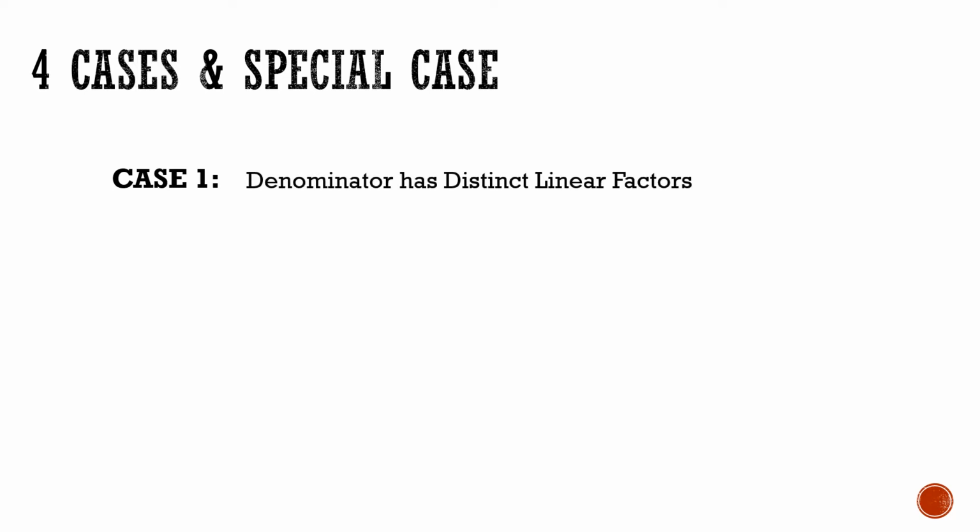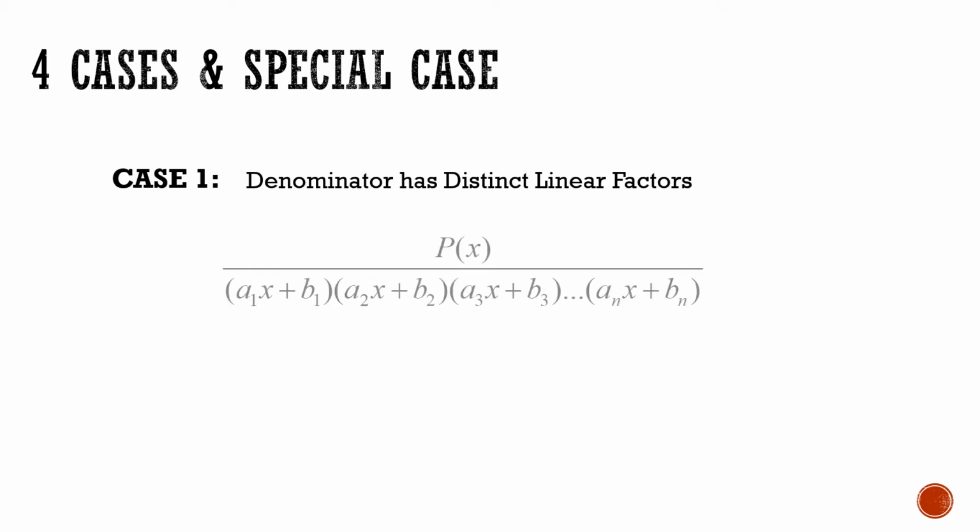So let's get started with the first case. So the first case says this: the denominator has distinct linear factors. Now the word distinct means they're different. So it looks something like this. We have a polynomial in my numerator, and we have these distinct linear factors in my denominator. So for example, 2x plus 1, or x minus 3, or 2x minus 7, whatever the case may be. So as long as we have distinct linear factors in my denominator, we fall under case 1.